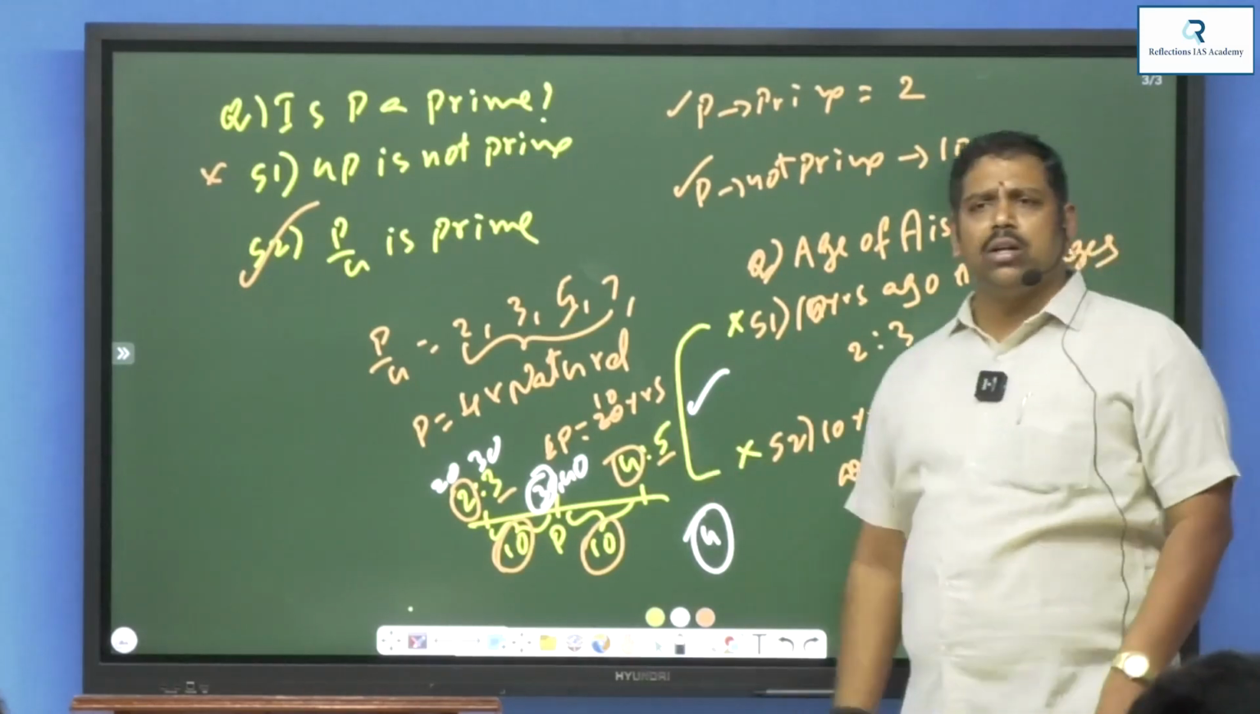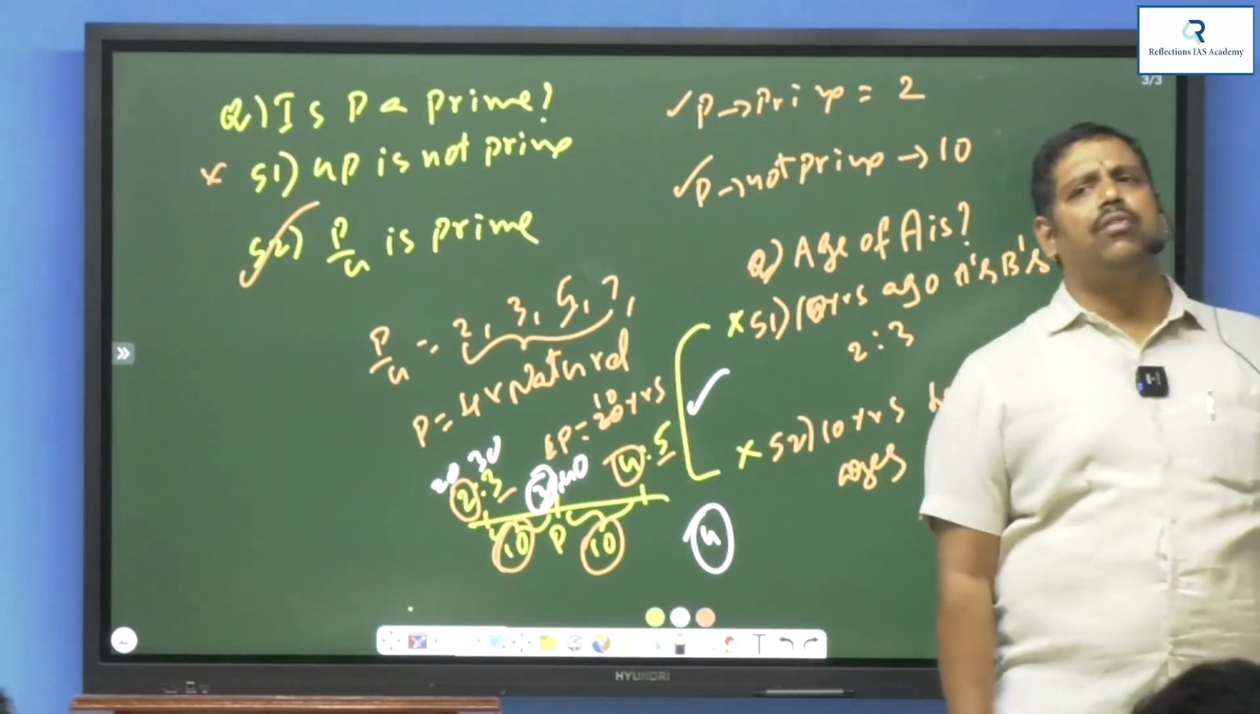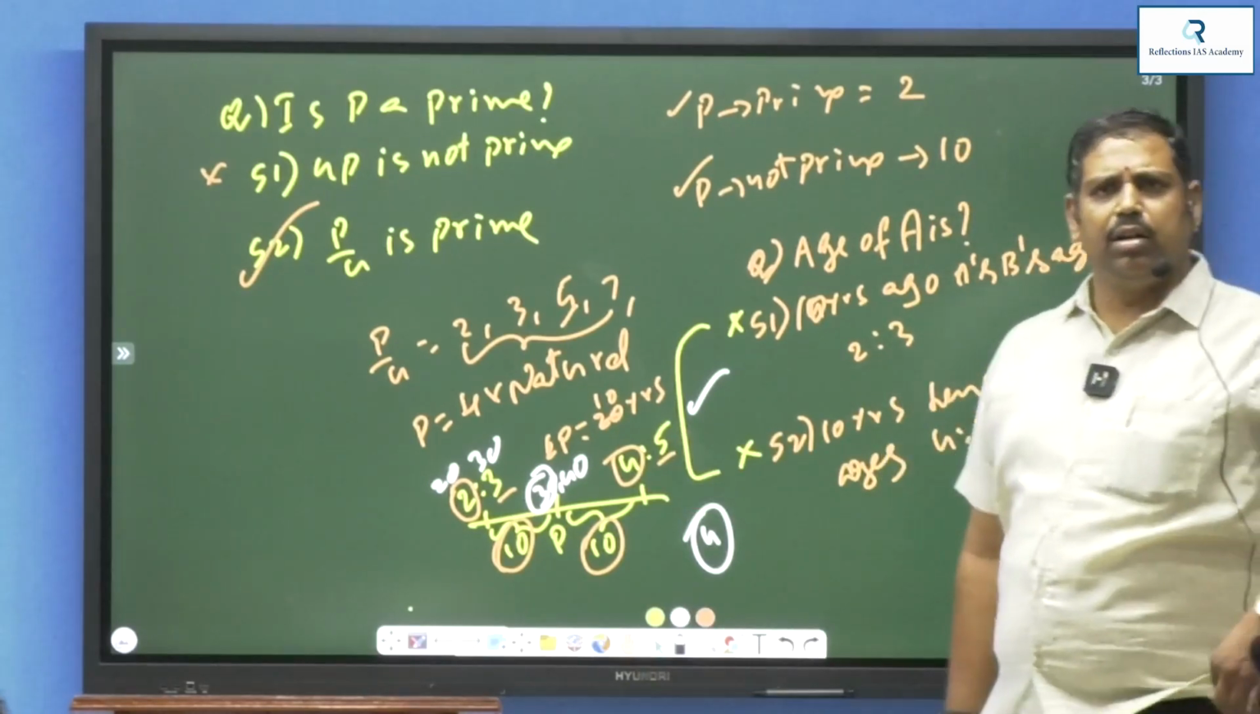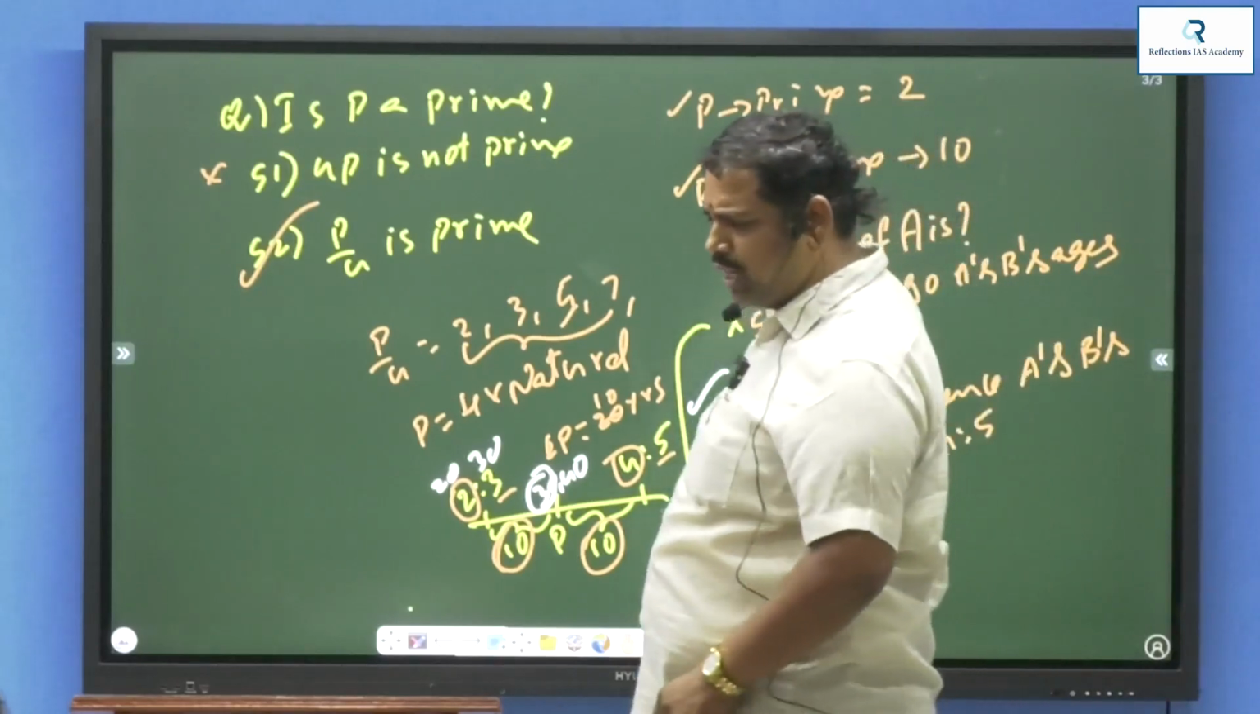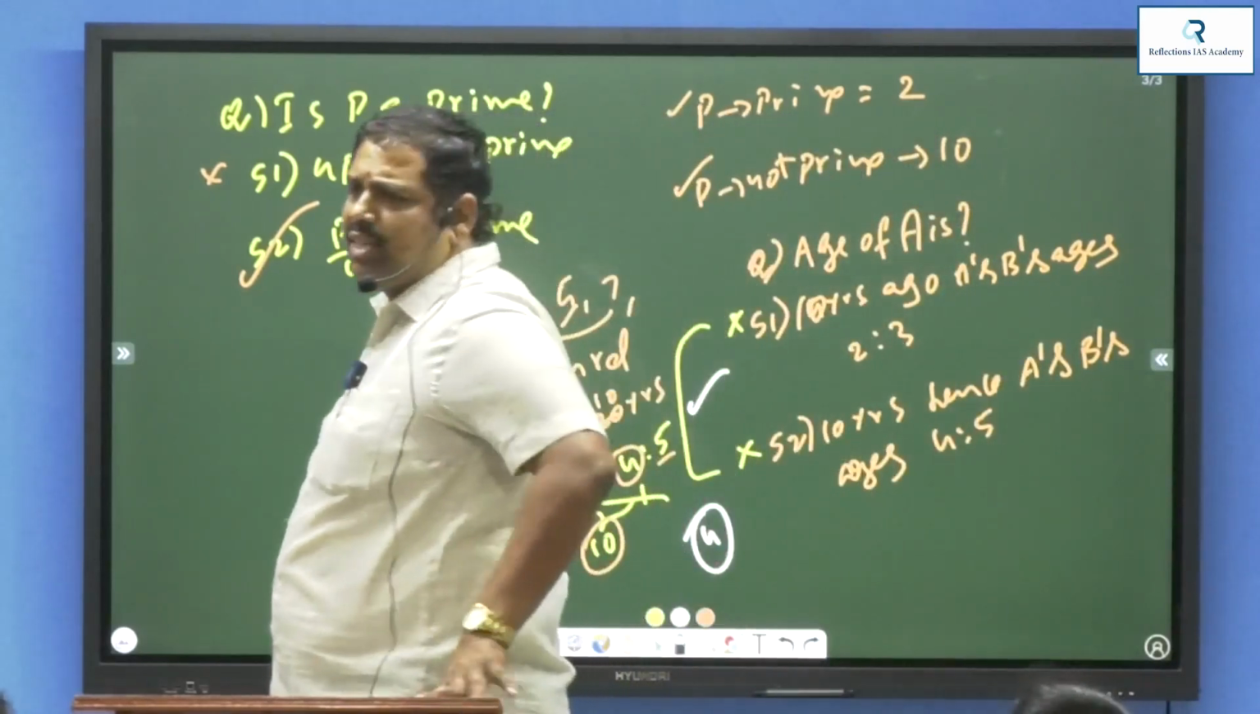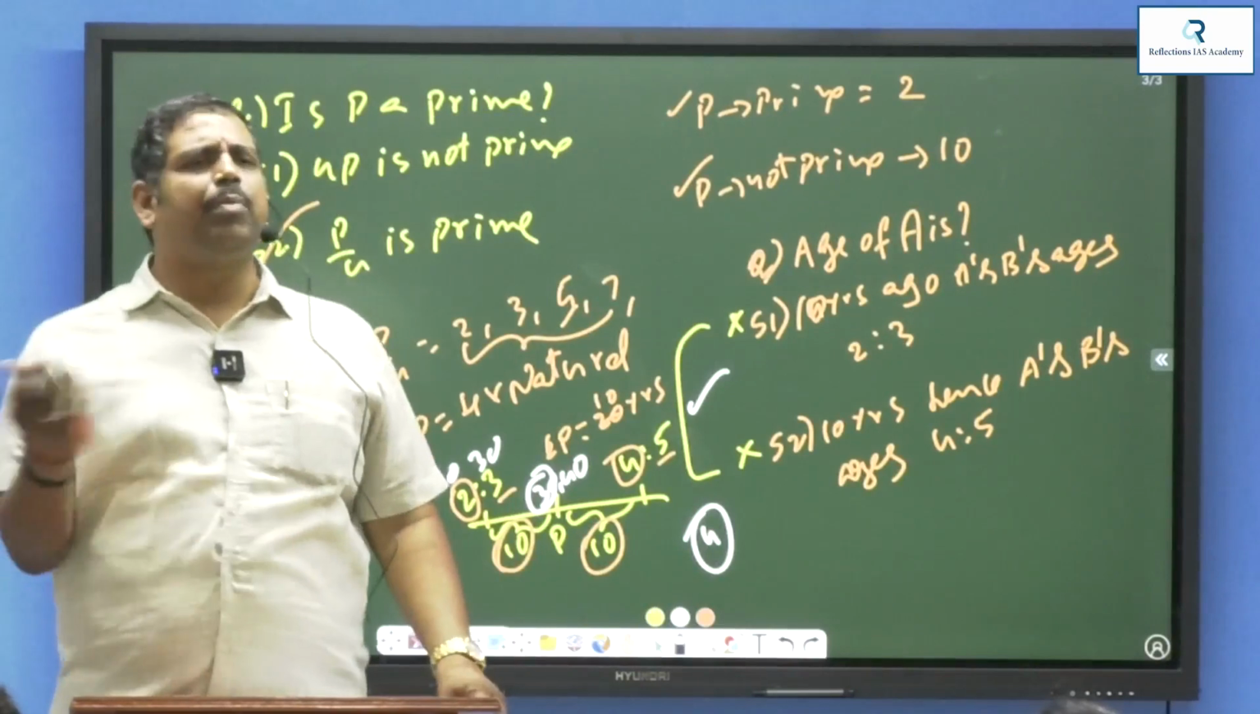Here now I am asking about age. Tomorrow I will go for percentage. I will go for profit. I will go for loss. I will go for simple interest. I will go for compound interest. I can go for time and distance. I can go for time and work. Hope you understand. Any topic I can ask.